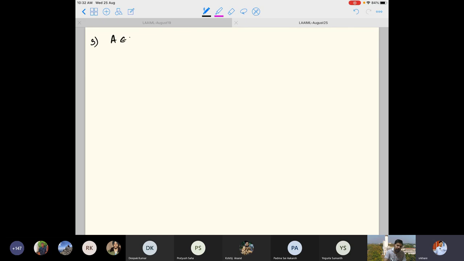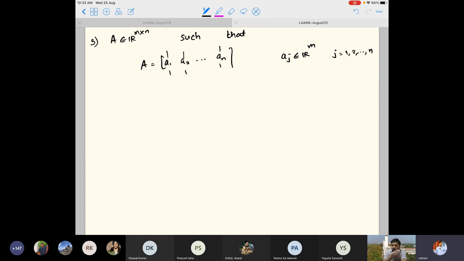Suppose matrix A belonging to R m cross n is such that A is equal to A1, A2 up to An. There are n columns. Each column is of size m, right? So Aj belongs to Rm, j is equal to 1, 2 up to n. This is what you have, and the columns of A are orthonormal.